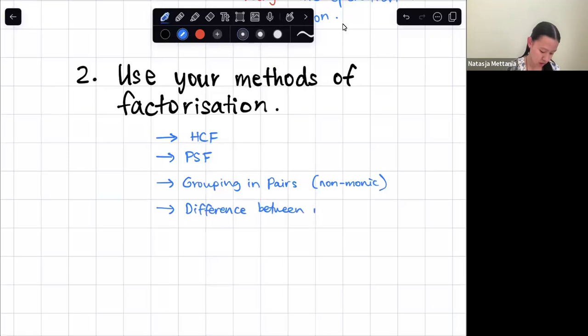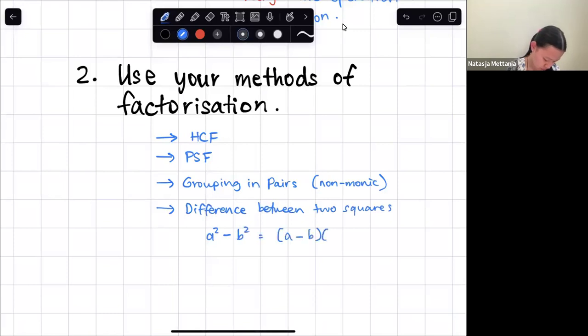So it's this formula. Okay, so that's difference between two squares. Those are my methods for factorization. Grouping in pairs is only for non-monic. That basically uses HCF and PSF in one. Those two steps, that's all you need.